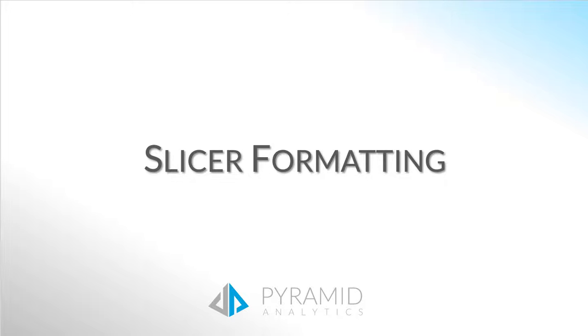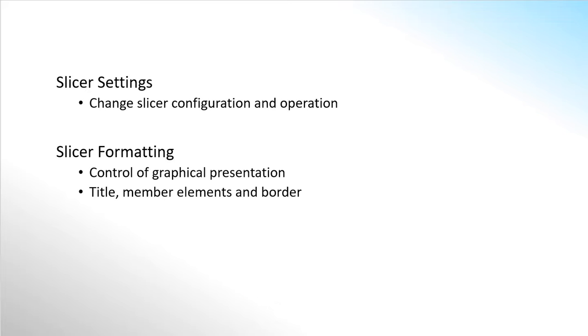In this session, we will cover slicer formatting in Discover and Present. Slicers are used to filter queries using hierarchy elements from the data model. For example, a country slice can be used to show only the data for Australia or South Africa. Slicer settings allow you to change the way a slice is configured and how it operates. This is covered in a separate video.